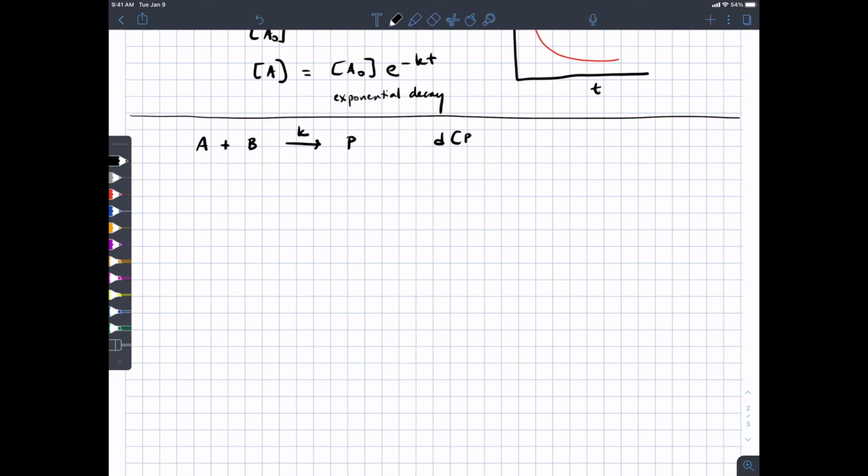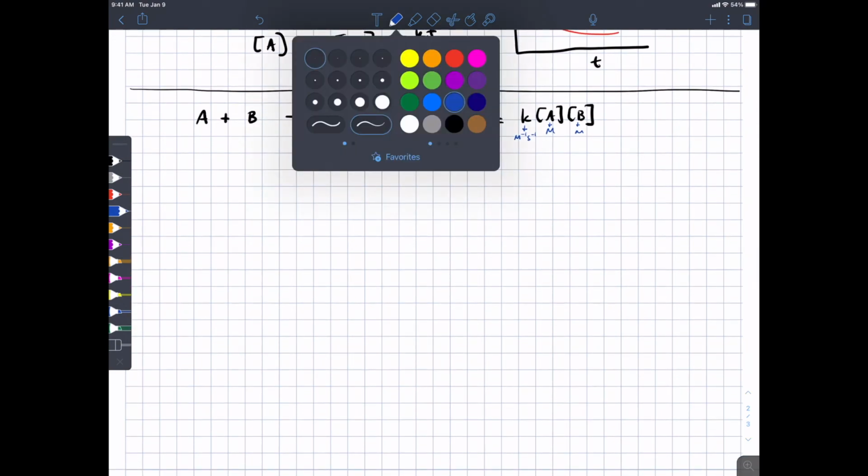The appearance of P with time should be equal to rate constant k times the concentration of A times the concentration of B. Notice that this second order rate constant would need to have units of per molar per second in order for the product rate to have units of molar per second.